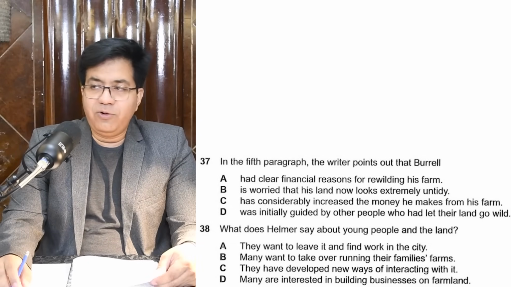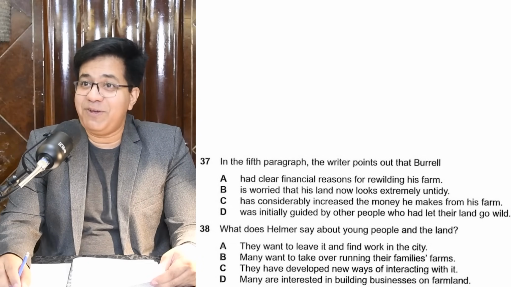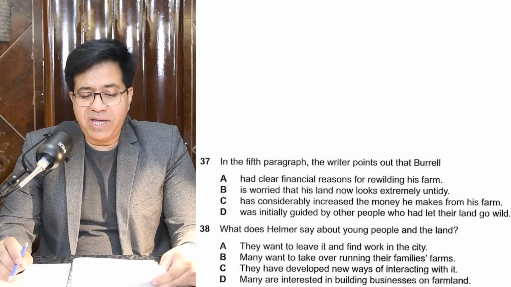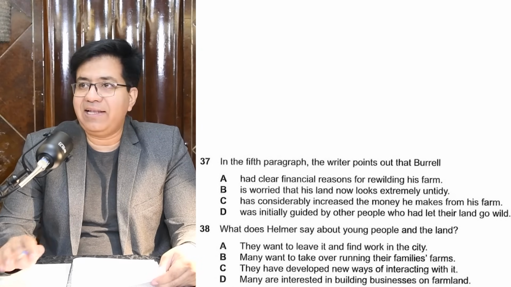And they are also type A. Type A means questions and answers are in order. Question number 37. In the 5th paragraph, look, they are so good. They are telling us it's 5th paragraph. In the 5th paragraph, the writer points out that Burrell, that's it.